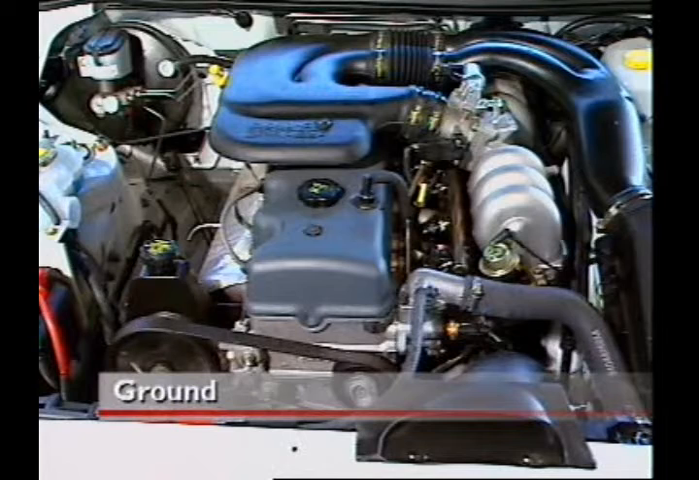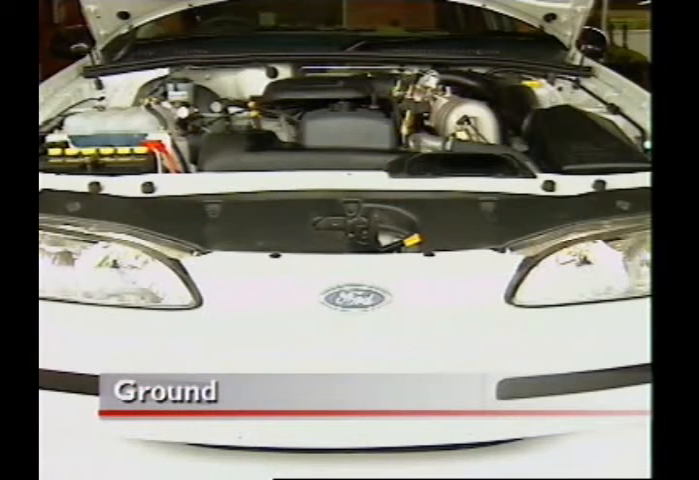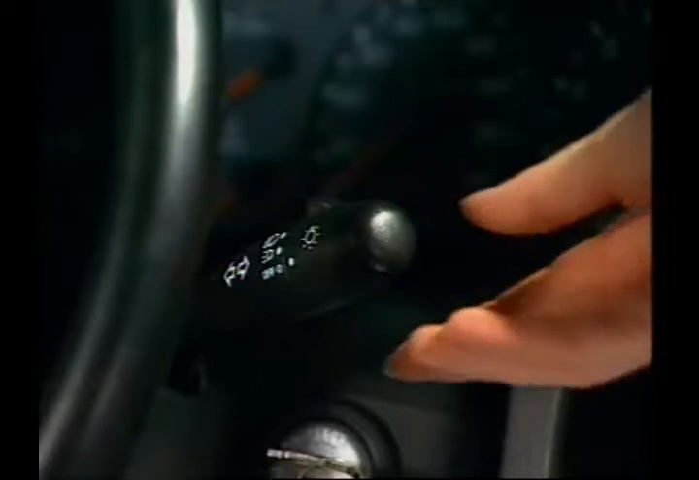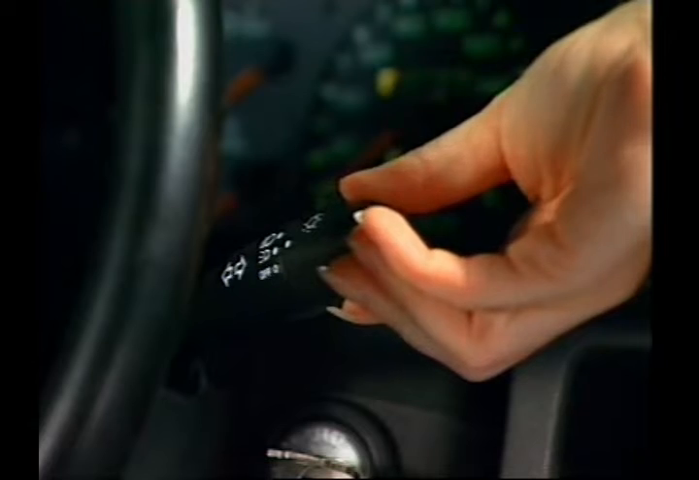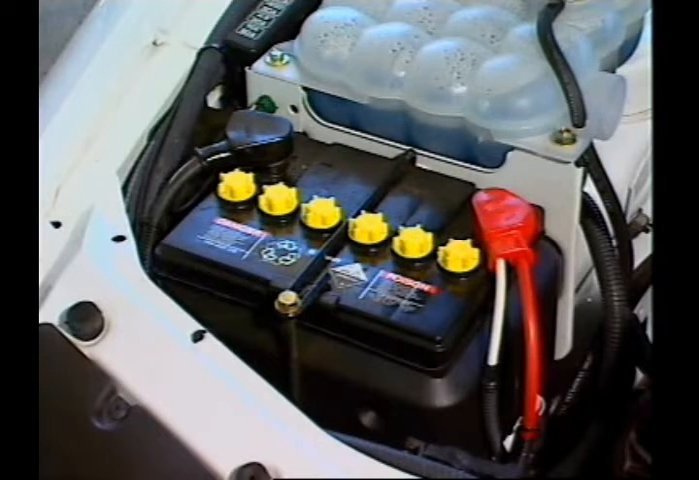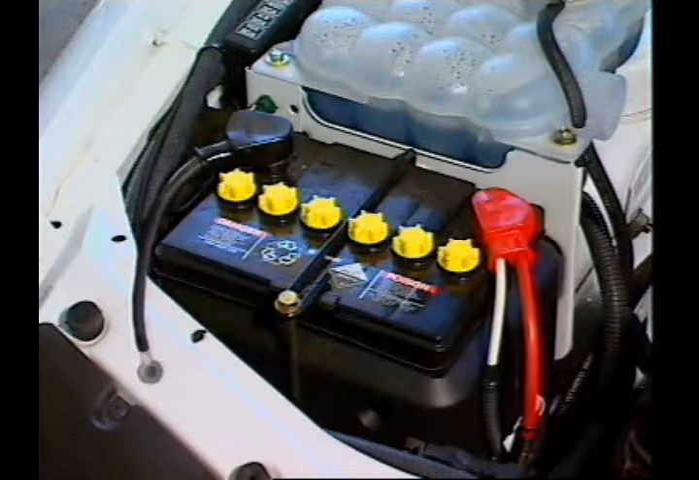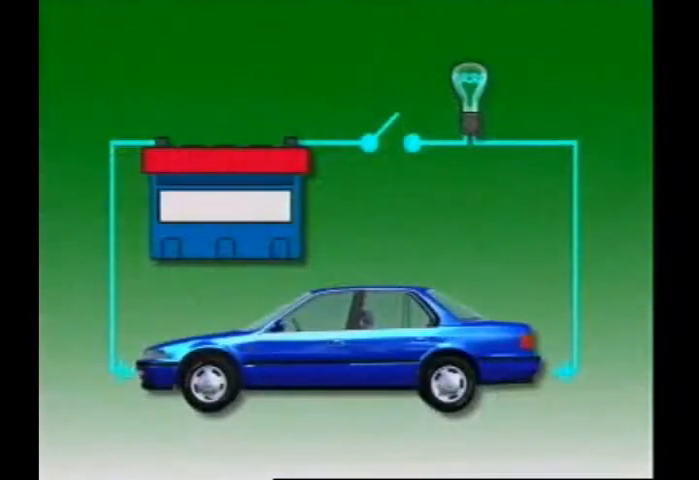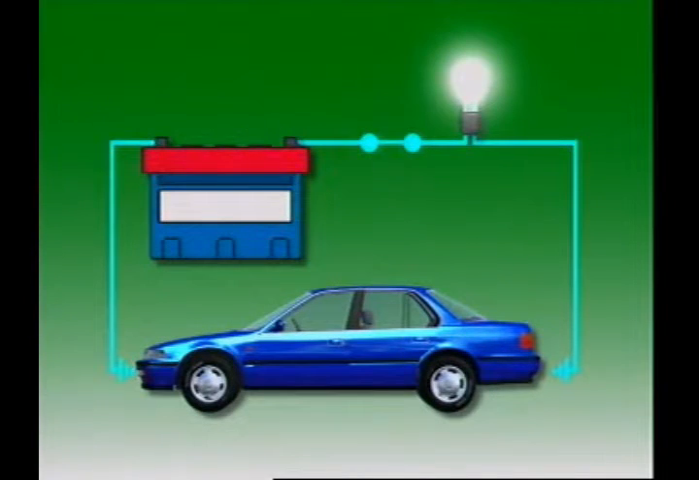Ground is a term used to indicate connecting a component to the vehicle frame or chassis. Current flows from the positive terminal of the battery through a controlling device such as a switch, then through the component. The return path is through the vehicle chassis or frame to complete the circuit and allow the component to operate. Using the vehicle frame in this way simplifies the circuit wiring.